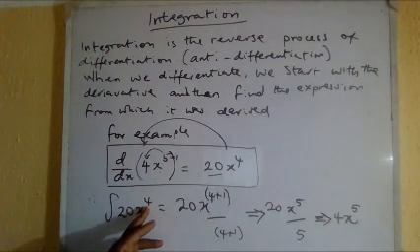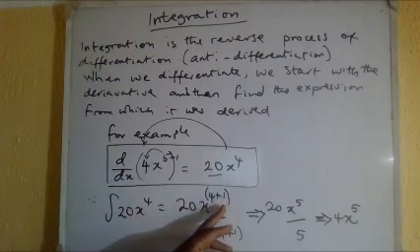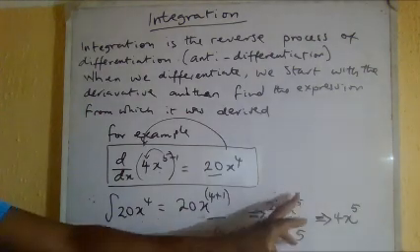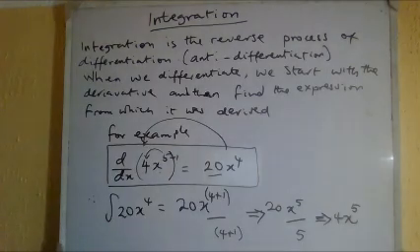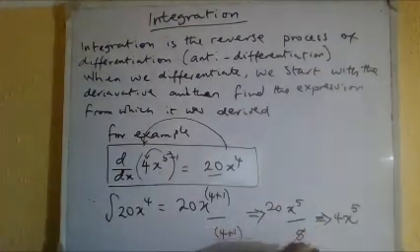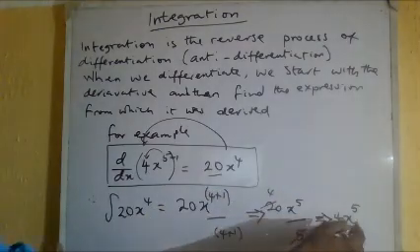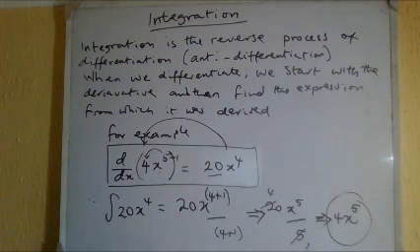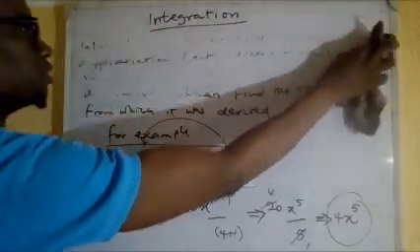So when 4 is added to 1, I have 5 up here, and I use the 5 to represent the denominator here. So it is 20x raised to the power 5 over 5. By the time you cancel 5 here, 1, 5 here, 4, we will now have this. So this is now effectively what we have at the initial stage. So this is integration. And integration is represented by this symbol.